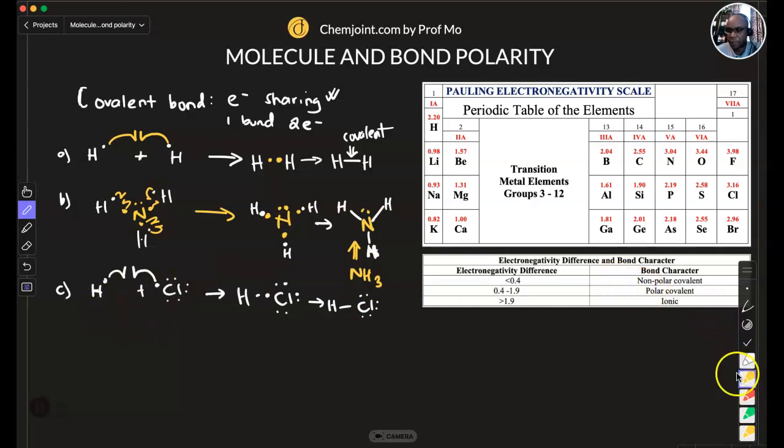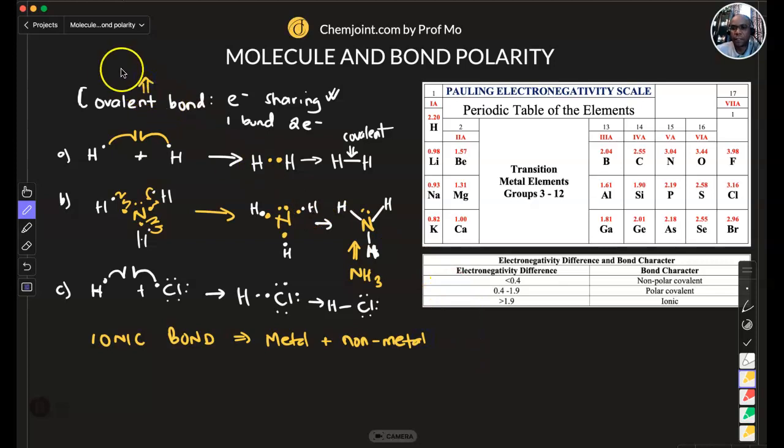What about for ionic? If you want to make an ionic bond, it's usually between a metal and a non-metal from the periodic table. The covalent bond is characterized by two non-metals sharing, no? But ionic will be metal and non-metal. I know we discussed this in an earlier lesson, so I'm not going to go deep into it.